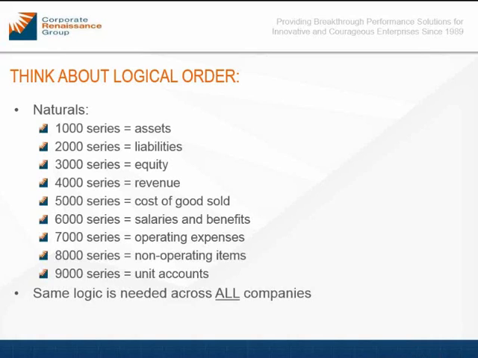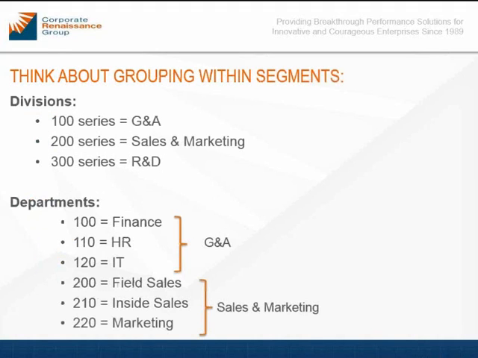That helps everybody. It's also a great way to understand how we should structure the chart of accounts in all of our legal entities, so that we know assets are always the 1,000 series or revenue is always the 4,000 series. It doesn't matter what specific company we're looking at. So it's really important to think about a logical pattern that can be applied to all of the companies. Then next we think about grouping within the segments. So if we have a segment dedicated to division, let's think about 100 being G&A, 200 being sales and marketing, and 300 being R&D.